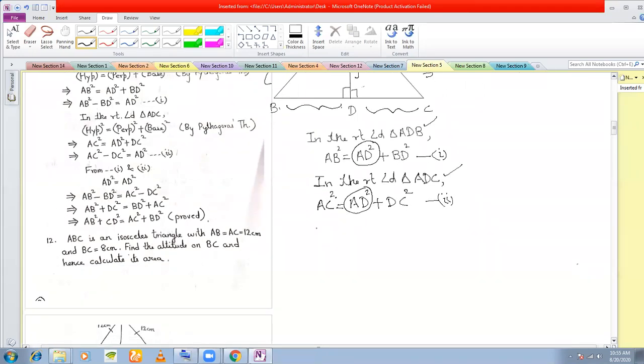So from 1 we get AD square is equal to AB square minus BD square. From 2 we get AD square is equal to AC square minus DC square, or CD square, whatever. So what do I get? In both the cases I'm getting AD square. So therefore now what happens?